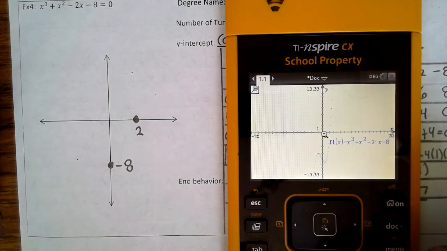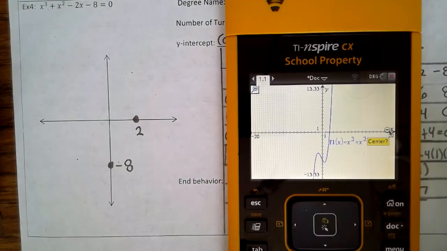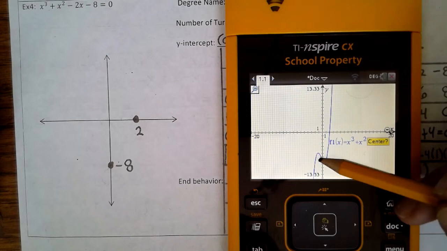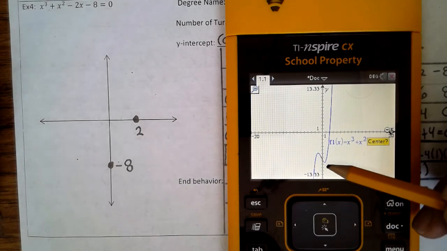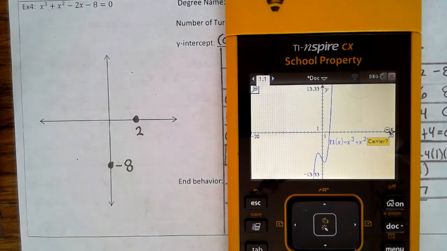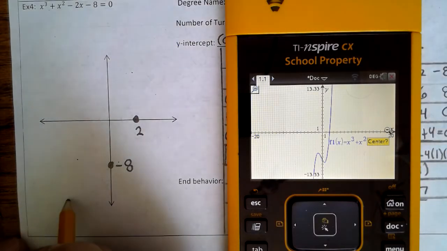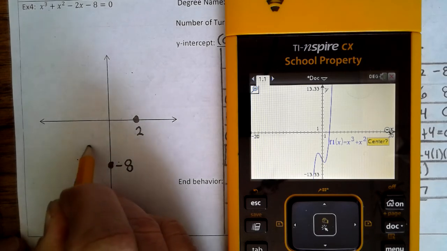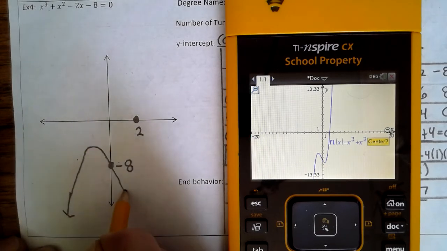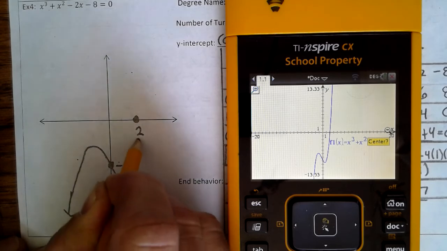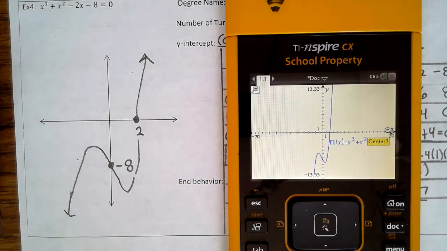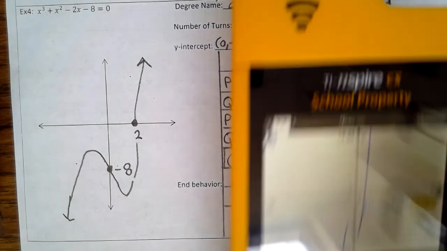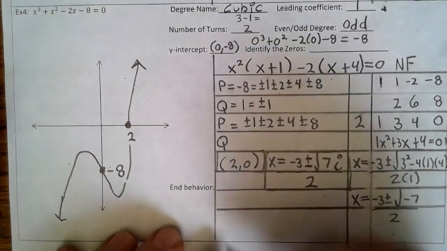So it looks like it comes up, comes back down, comes back up like that. Okay. All right. So our end behavior is as x approaches negative infinity, f of x approaches negative infinity, and as x approaches positive infinity, f of x approaches positive infinity.